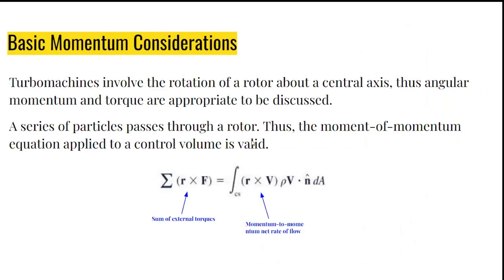Momentum considerations. Turbomachines involve the rotation of a rotor about a central axis. Thus, angular momentum and torque are appropriate to be discussed. A series of particles passes through a rotor, thus the moment of momentum equation applied to a control volume is valid.